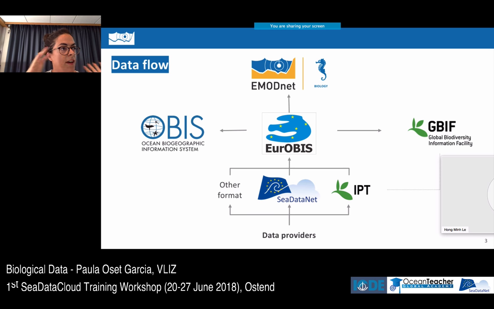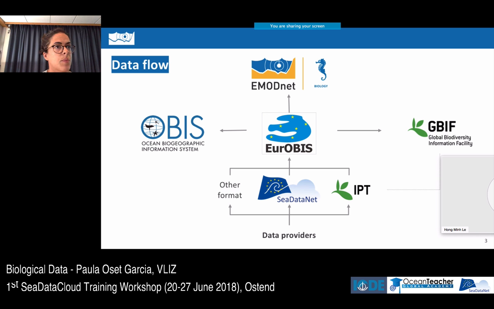First, let me introduce a bit the landscape in biological data. So here in VLIZ we receive data from different providers, and that can be in different formats. It can be just an Excel file or a CSV file or something. Sometimes the other data centers upload their data into the IPT, the Integrated Publishing Toolkit, from which we can automatically harvest the data. So it's a tool to publish biodiversity data. Or you can also provide your data via SeaDataNet, and then we just have to transform it also into the OBIS Event Core format.